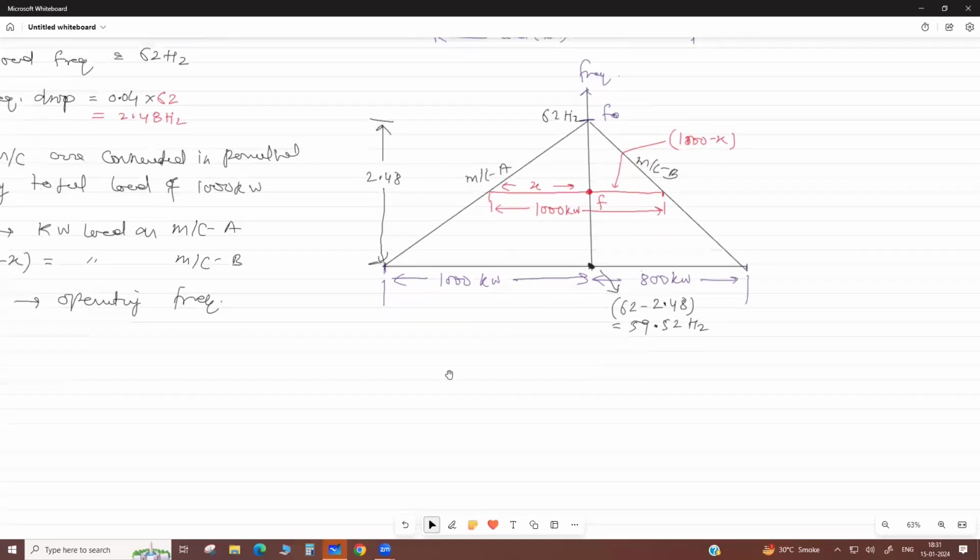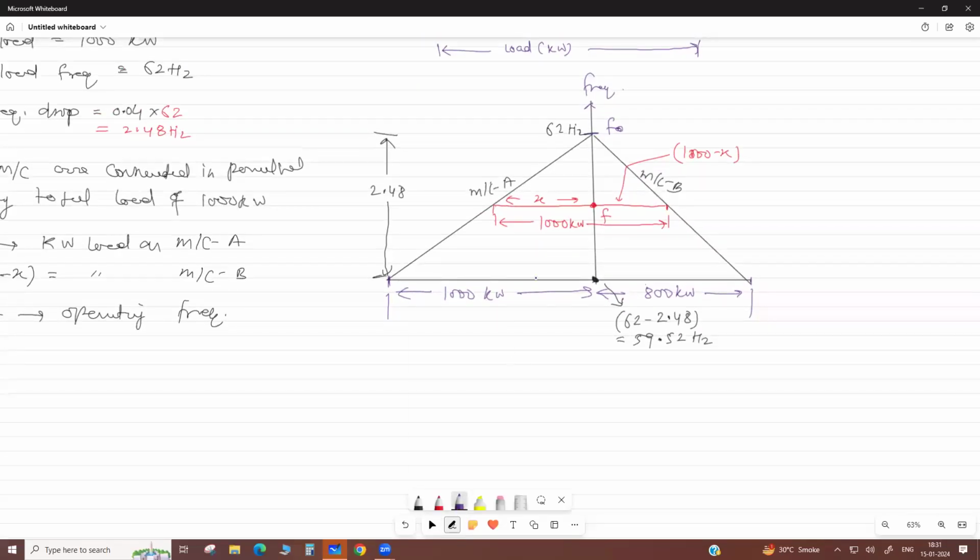You see, this curve is for A and this is for B. So there are two triangles. If you observe, there are two triangles. They have a common angle C. First is the bigger outer triangle, this. Second is the small inner triangle, this. They have a common angle here.